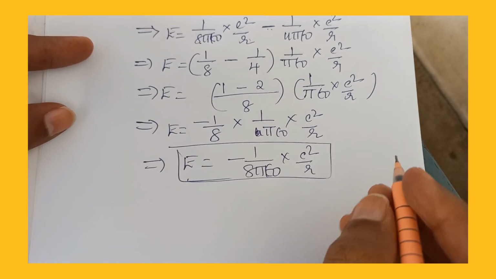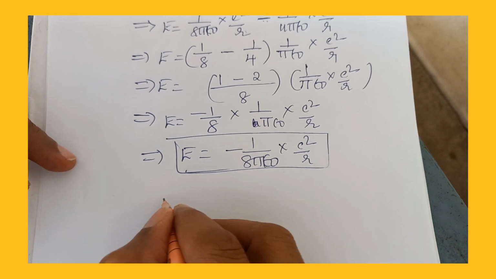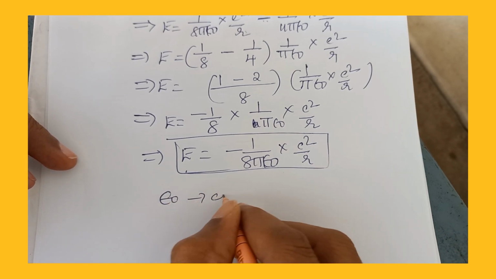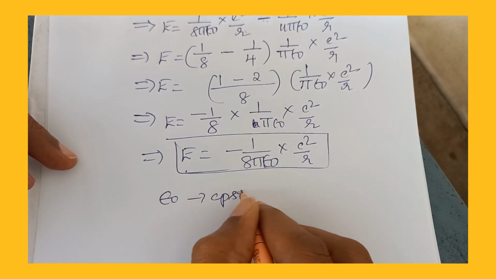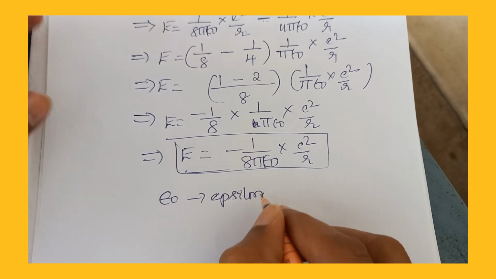So this is the formula for total energy of electron or energy of electron, and this symbol is epsilon naught.